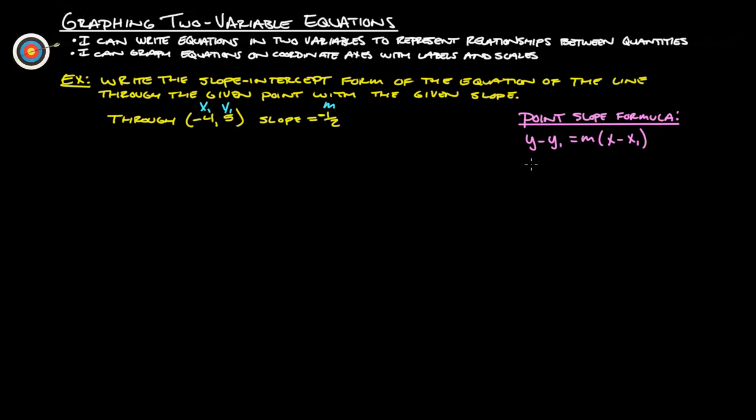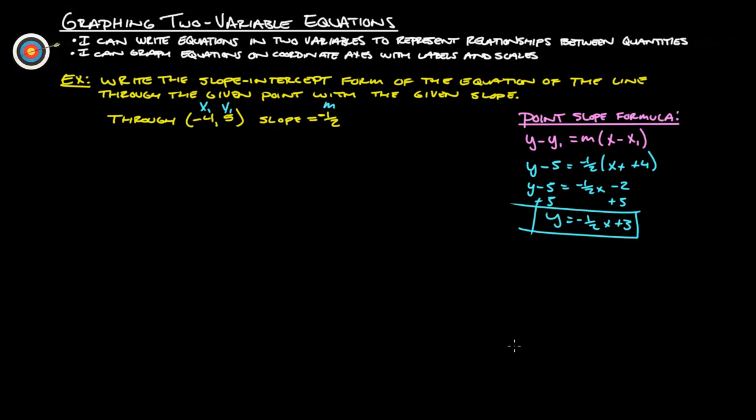Okay? So what we want to do is y minus y1, which is 5 here in this case, equals m, which is -1/2, times x minus -4. So the double negative turns into a positive. So we get y minus 5 equals -1/2 times x is -1/2 x, -1/2 times 4 is -2. Add 5 to both sides, and we get y equals -1/2 x plus 3. Okay, and that is the equation of the line that runs through that point that has this slope.